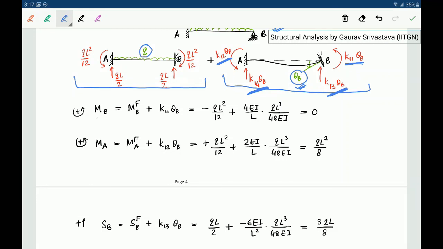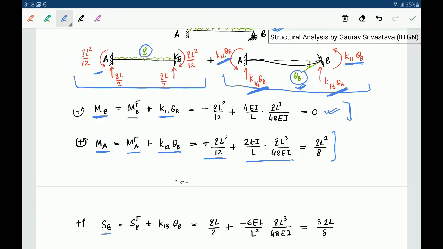So if we write for moment at B, it will be the fixed end moment at B plus K11 times theta B, right? So this comes out to be 0, which is expected because this was the original equation that we had used to calculate theta B, right? And moment at B will be 0. But we can now calculate MA, the moment at A. This will be the fixed end moment at A plus K12 times theta B. Now the fixed end moment at A is already counterclockwise, so this comes with a positive sign, and the K12 times theta B is also positive, so this is the moment at A.